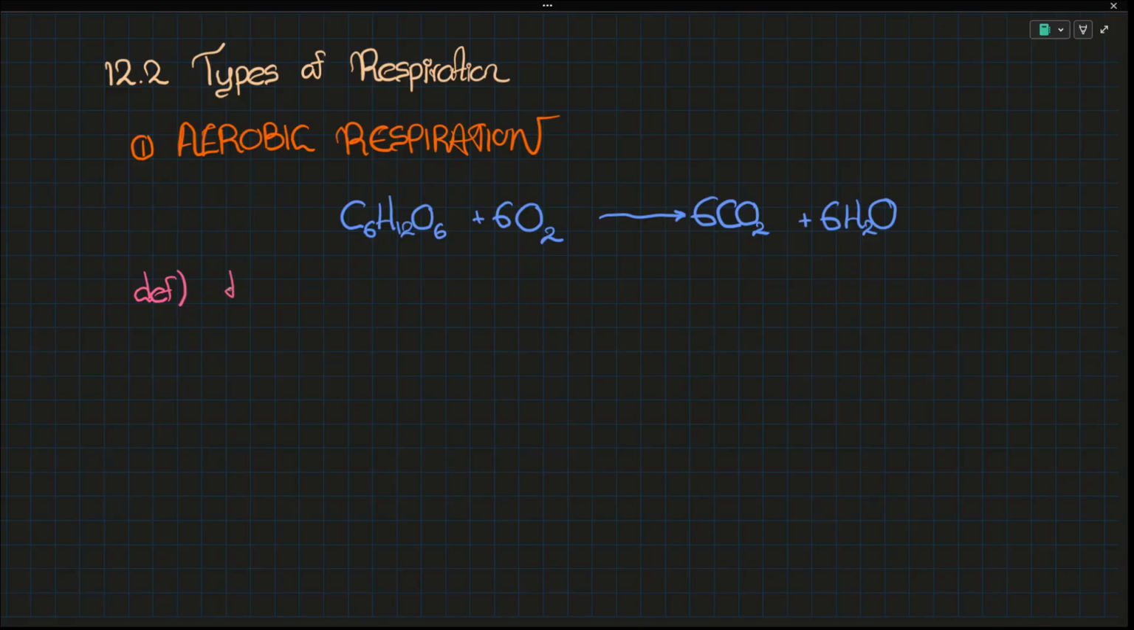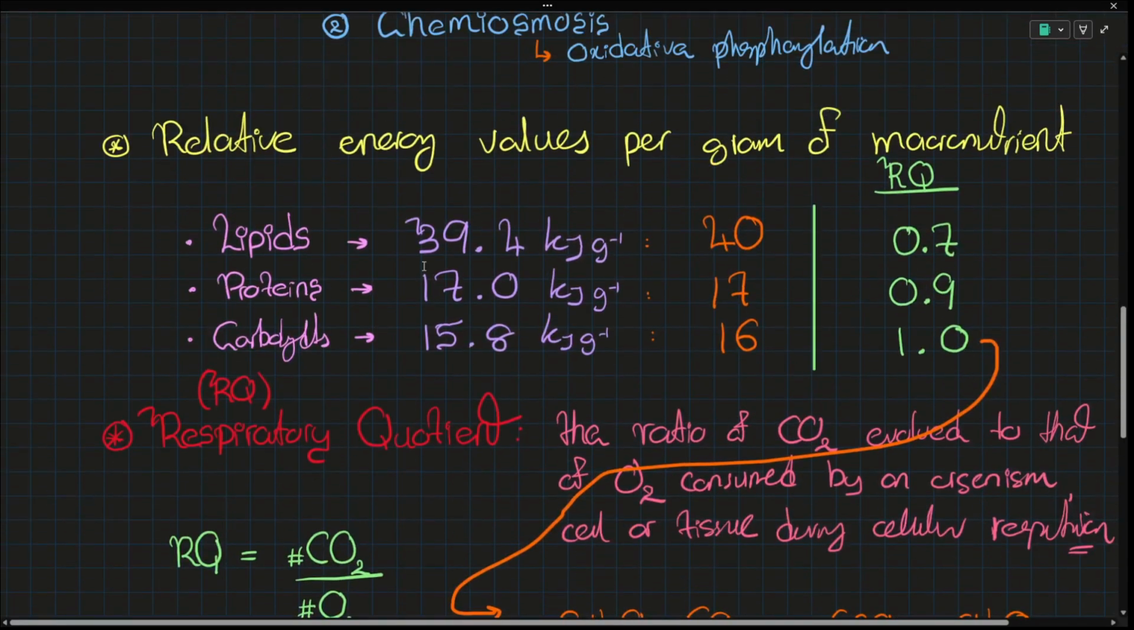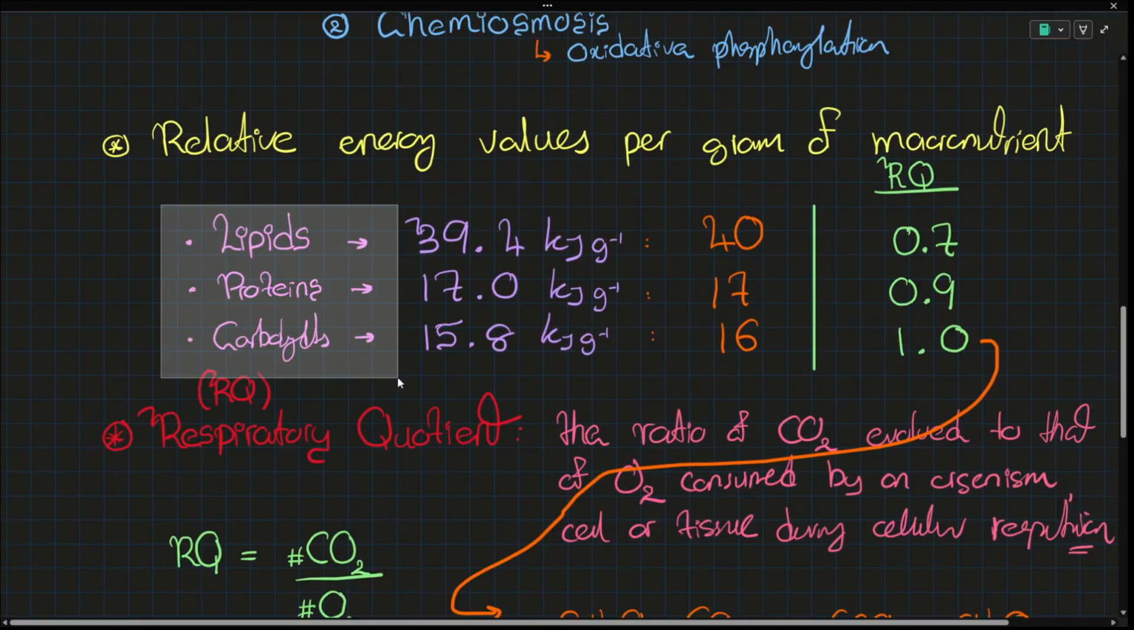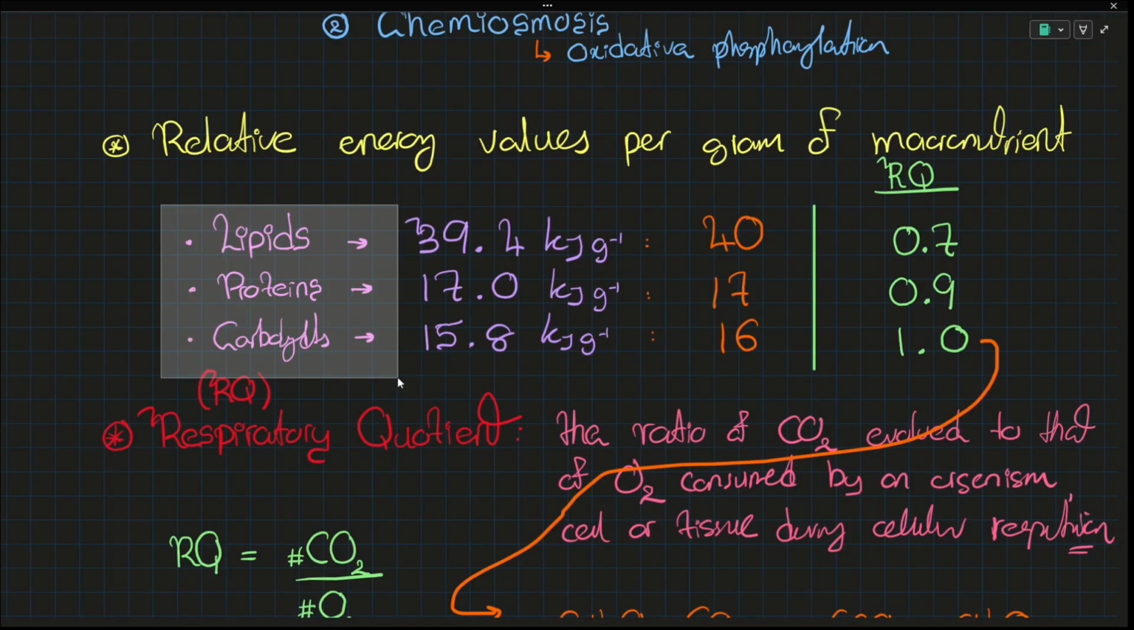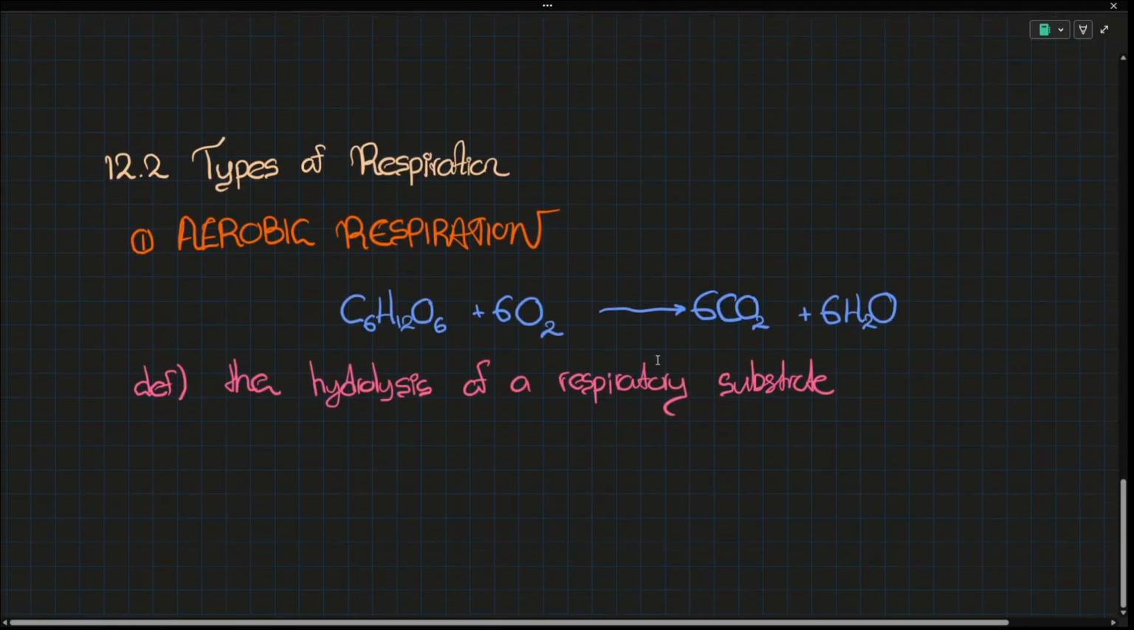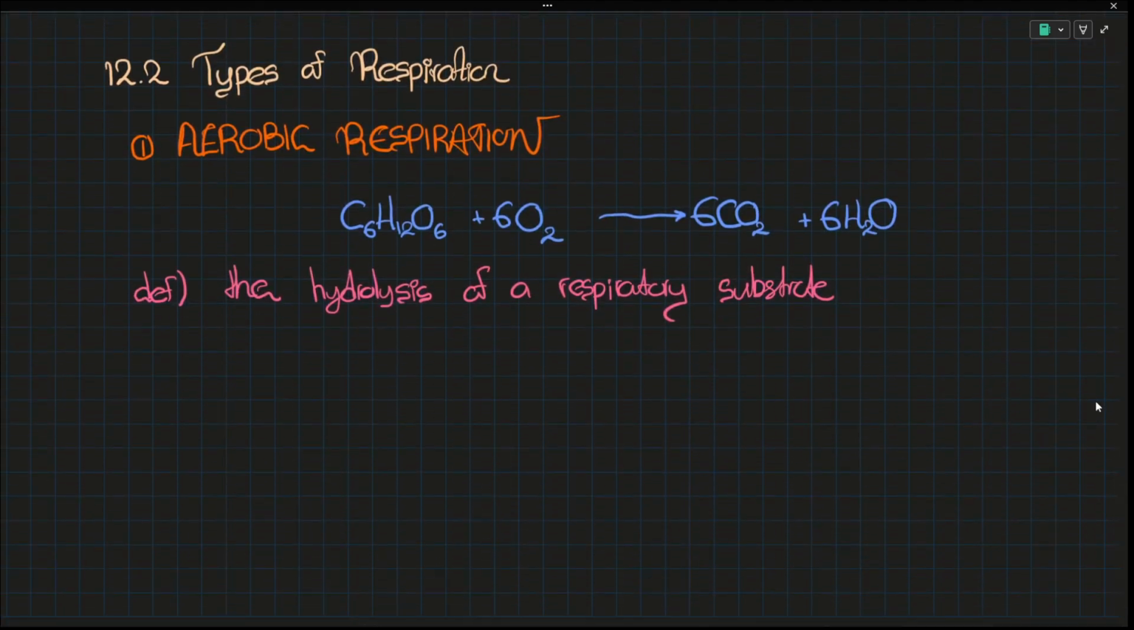Okay, how would you define aerobic respiration? I would start off like this: aerobic respiration is the hydrolysis. What does hydrolysis mean? That means breakdown. Is the hydrolysis of a respiratory substrate. Now you can strictly say glucose, but that's not that accurate, because if we take a look at the previous spread, we can actually see that we can use almost anything, not just a carbohydrate, not just glucose. We can use lipids, we can use proteins, and yes, there are other sources. Those are more complicated, so that is not inclusive in your syllabus.